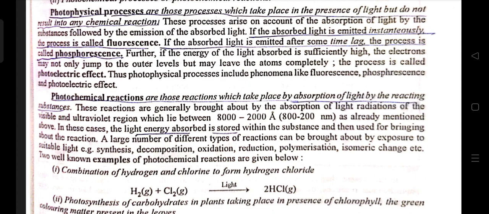A large number of different types of reactions can be brought about by exposure to suitable light. Example: synthesis, decomposition, oxidation, reduction, polymerization, isomeric change, etc. Two well-known examples of photochemical reactions are given below.